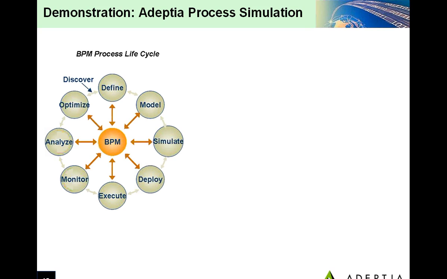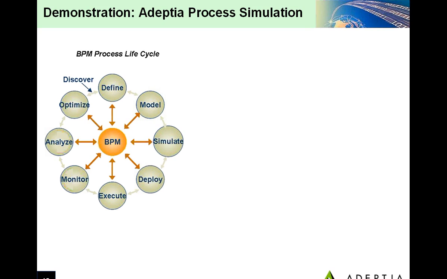In this demo today, I will briefly review the process simulation capability of the Adeptia product. Adeptia provides complete functionality for managing the BPM process lifecycle. As defined by Gartner, in this picture here, the BPM process lifecycle includes a number of steps. That starts with the definition and modeling of the process flow. That would typically be the initial as-is process that is being modeled.